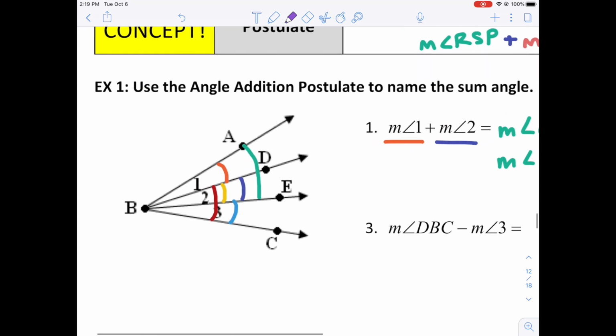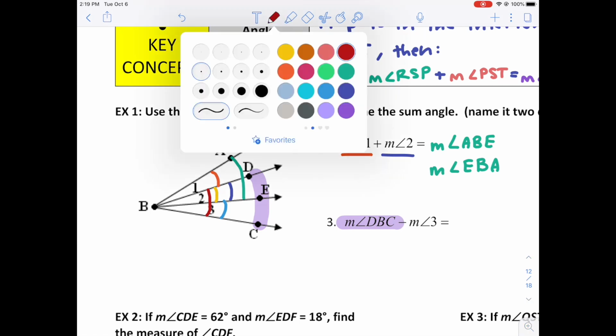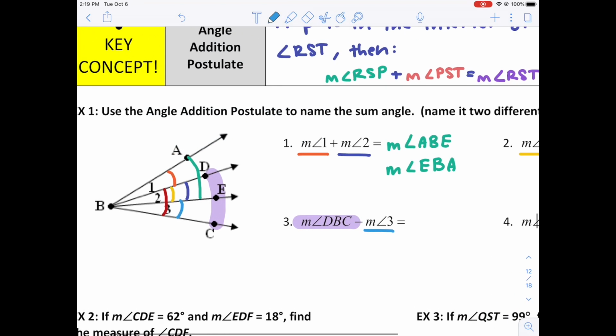So DBC, I'm going to do in purple highlighter. And then I'm going to remove angle 3. And angle 3 I've actually already done in this baby blue color, so I'm just going to leave it. So I want to take that purple highlighted angle and I want to remove angle 3. So what am I going to have left? All I'm going to have left is angle 2. So the measure of angle 2.